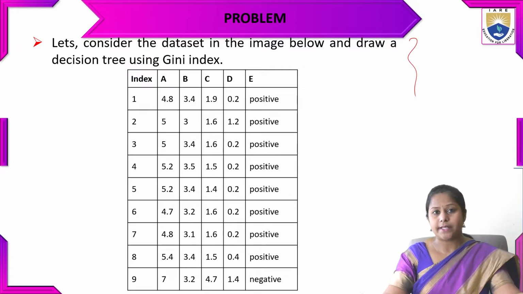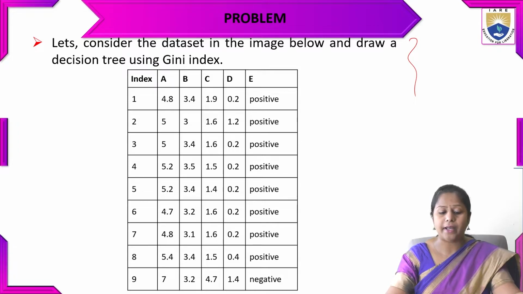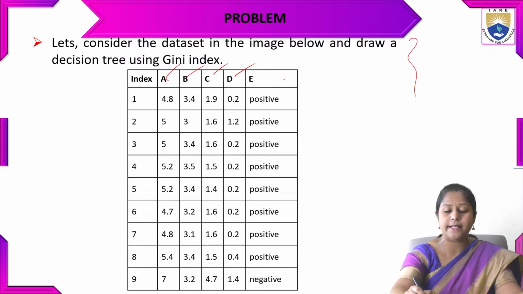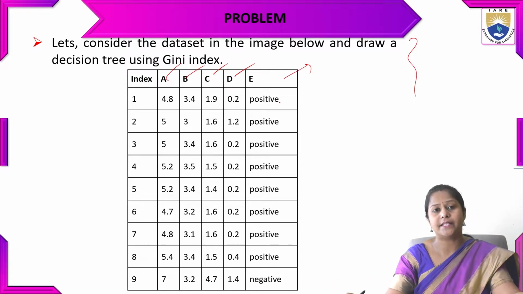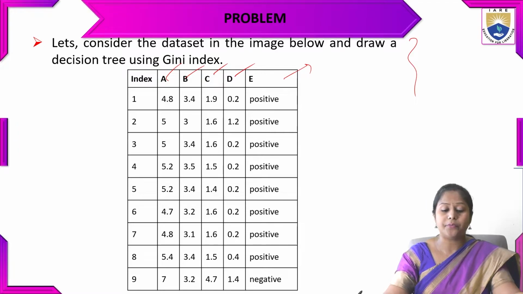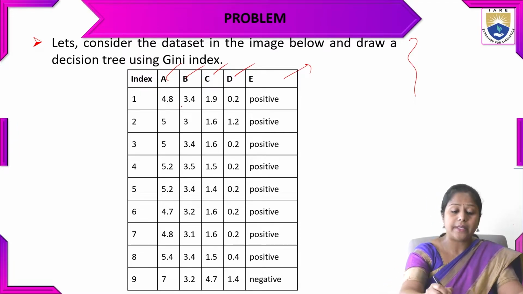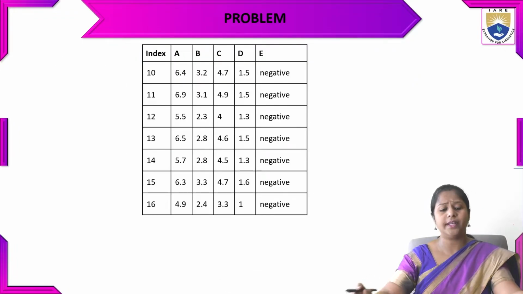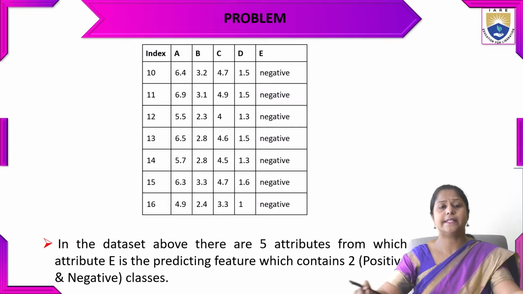Now this is a table that has the four features A, B, C, D, and E is the class level that classifies each record as positive or negative. These are the four features. In that there are some values, 16 records, that have the positive and negative classes, right?